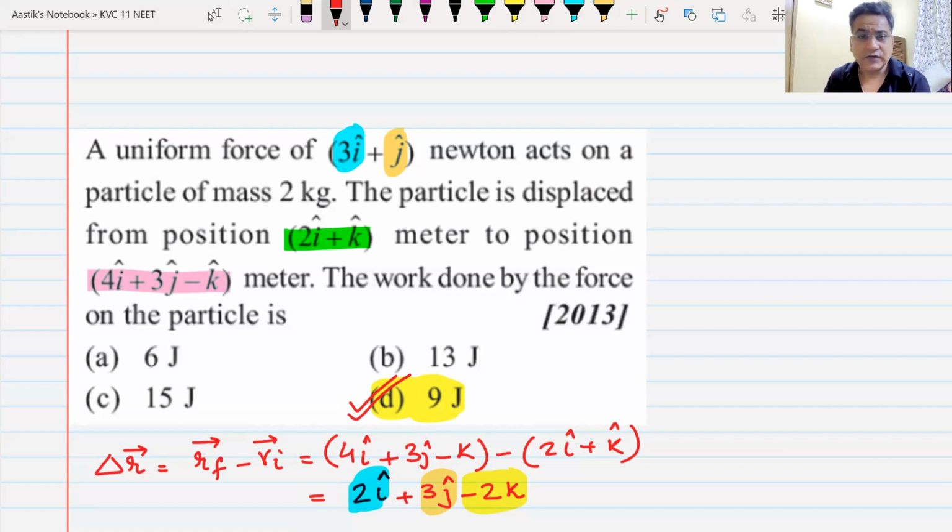position. You have to find out the displacement. How do you find out the displacement? You subtract the initial position from the final position, and then you get your displacement. I'll give you 1 minute to note this down, and then we will move on to the next question.